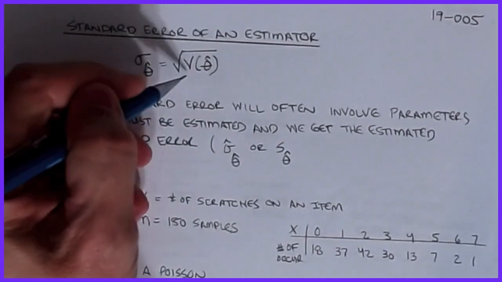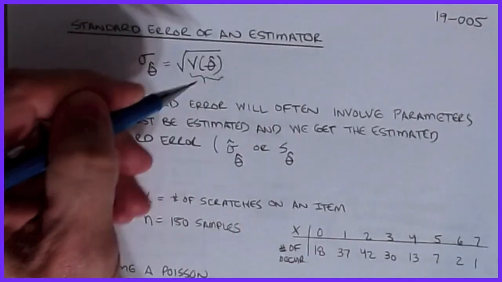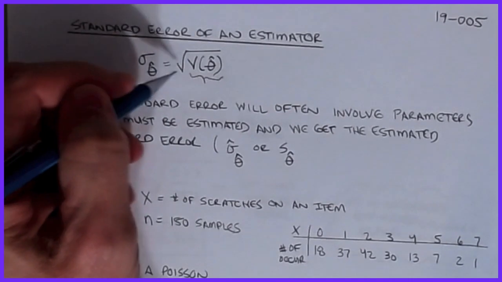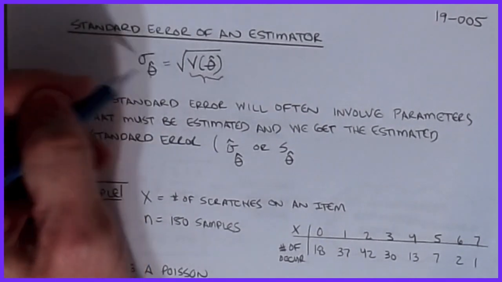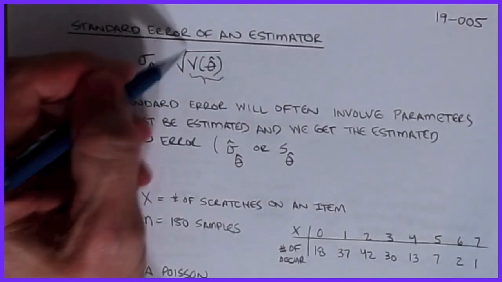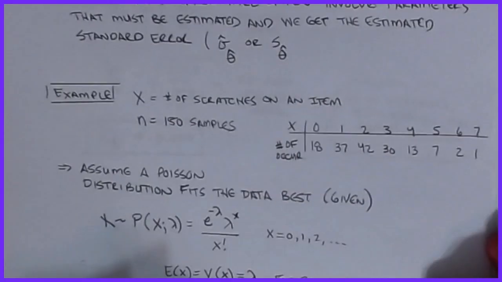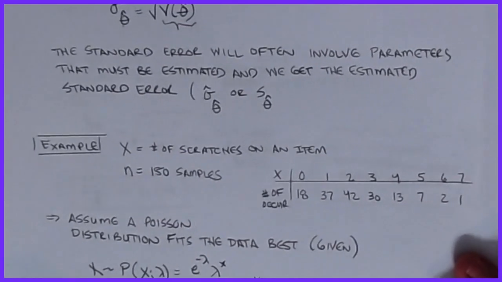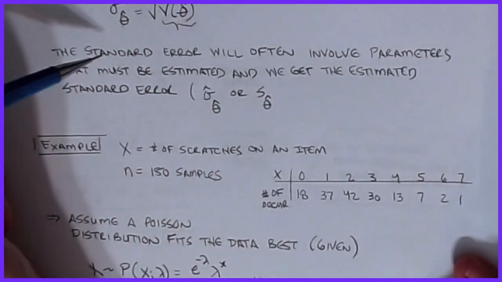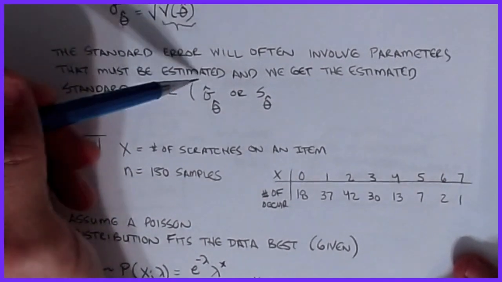Okay, so if this is the variance of my estimator, then the standard error of my estimator is just the standard deviation of that estimator. It's the square root of the variance. So that should be no surprise. Now, what we find out is that the standard error itself will often involve parameters that must be estimated.